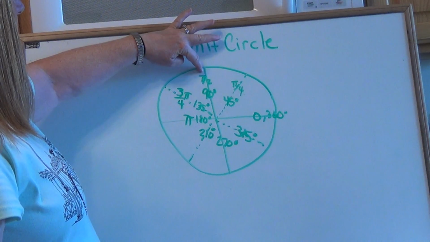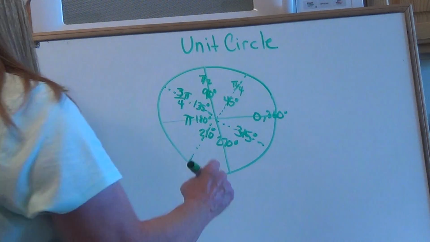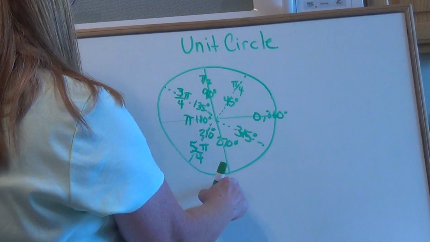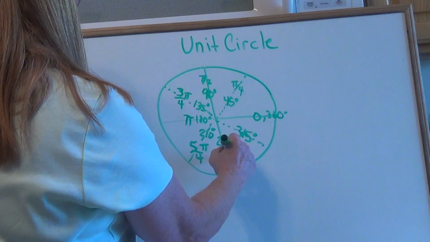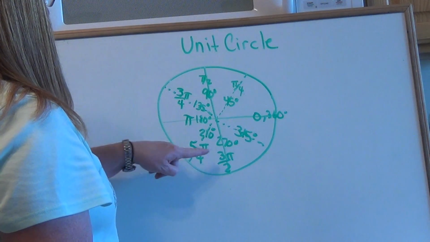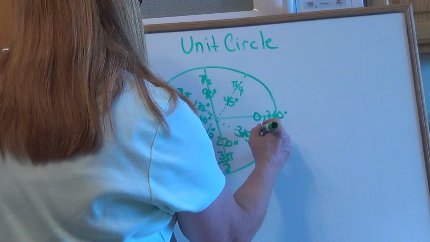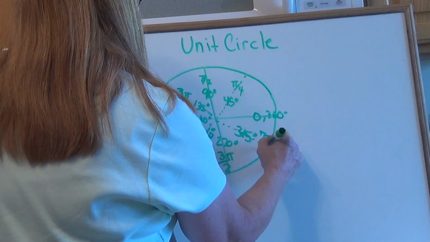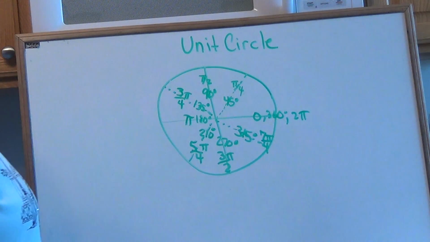1/4 pi, 2/4 pi, 3/4 pi, 4/4 pi, 5/4 pi. 5 over 4 does not reduce. 6/4 does. So that's 3/2 pi. So 1/4, 2, 3, 4, 5, 6/4 pi, 7/4 pi. So 7/4 pi does not reduce. 7 pi over 4. And then this would be 8/4 pi, which is 2 pi radians.